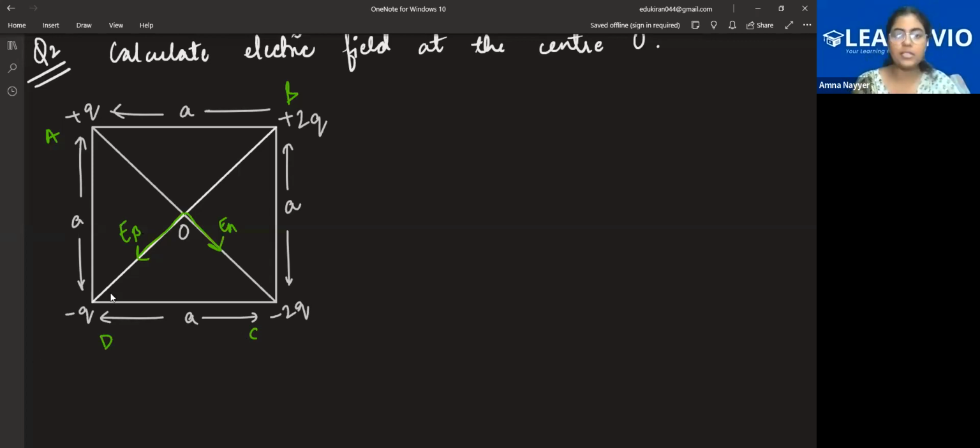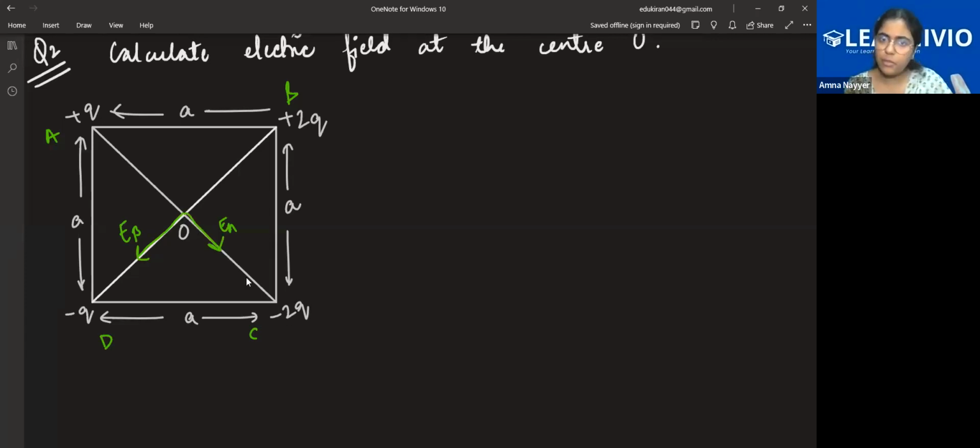Now see, coming to negative charges. If for positive, we are moving away from the charges, then for negative, definitely we have to move towards the charge. So if we are talking about minus 2Q, O is present at the center. I have to move towards the charge now.